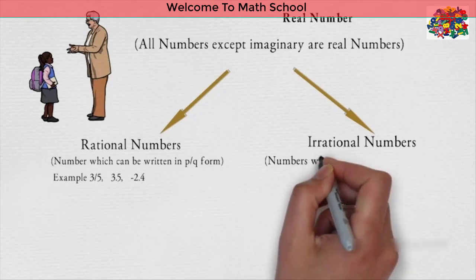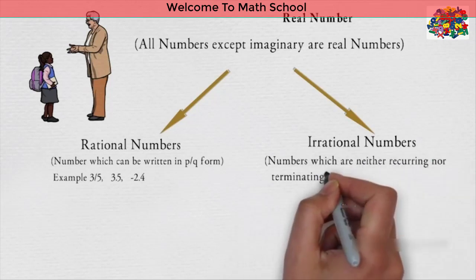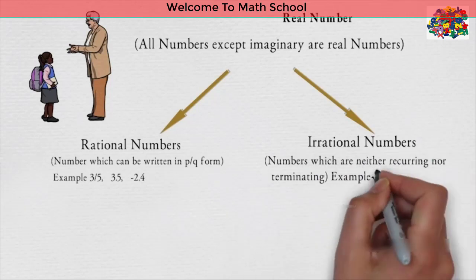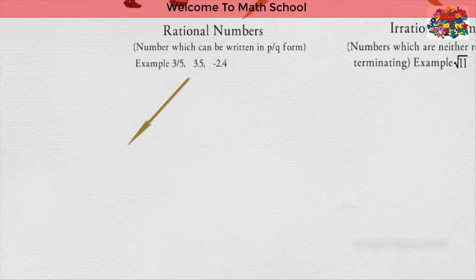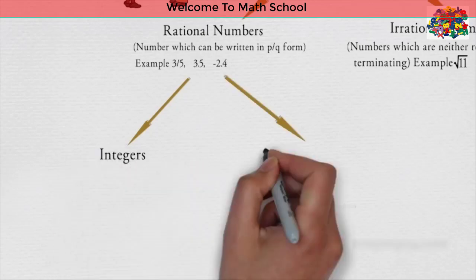Numbers which are neither recurring nor terminating are called irrational numbers. So the examples of irrational numbers are root over 11, root over 10, root over 3. Rational numbers are further classified into integers and non-integers.